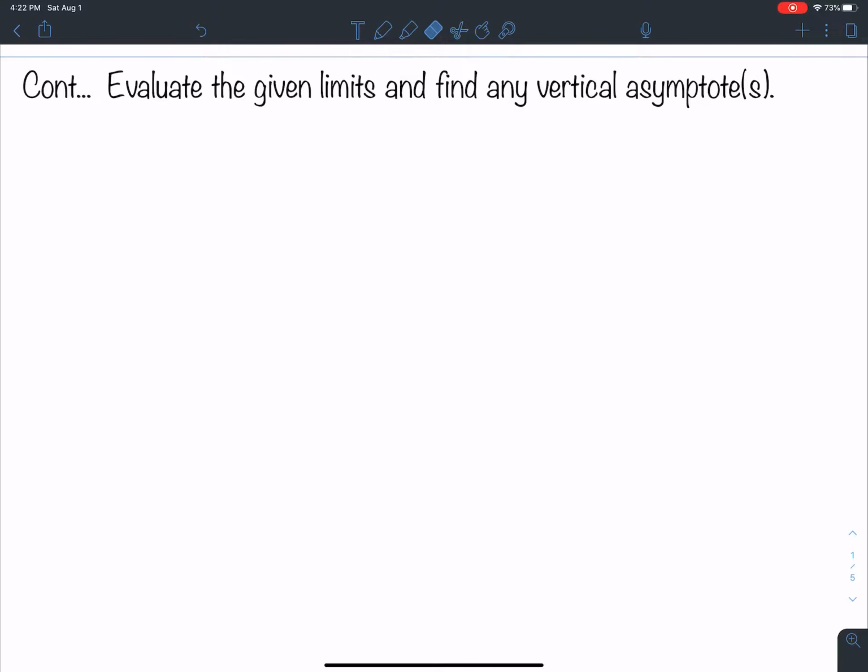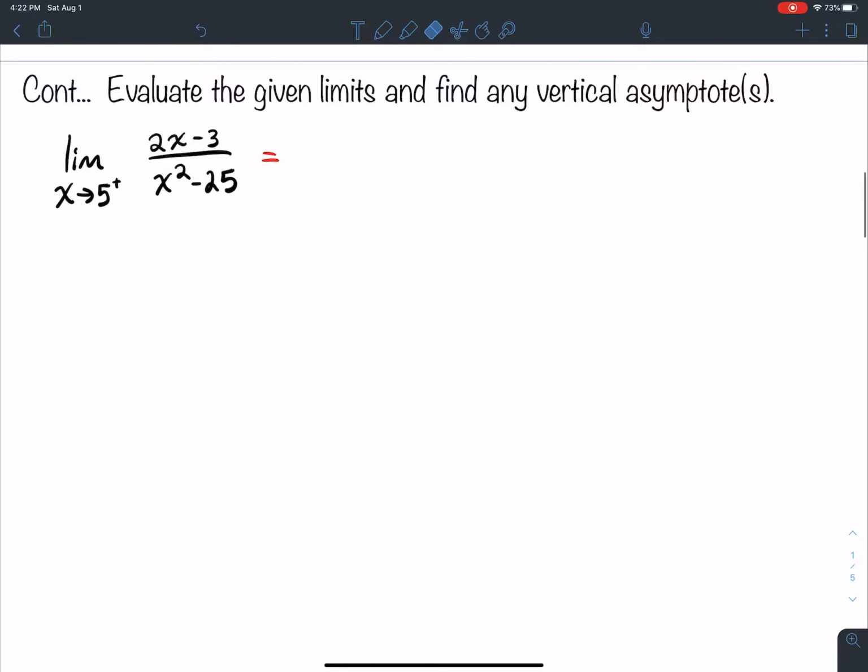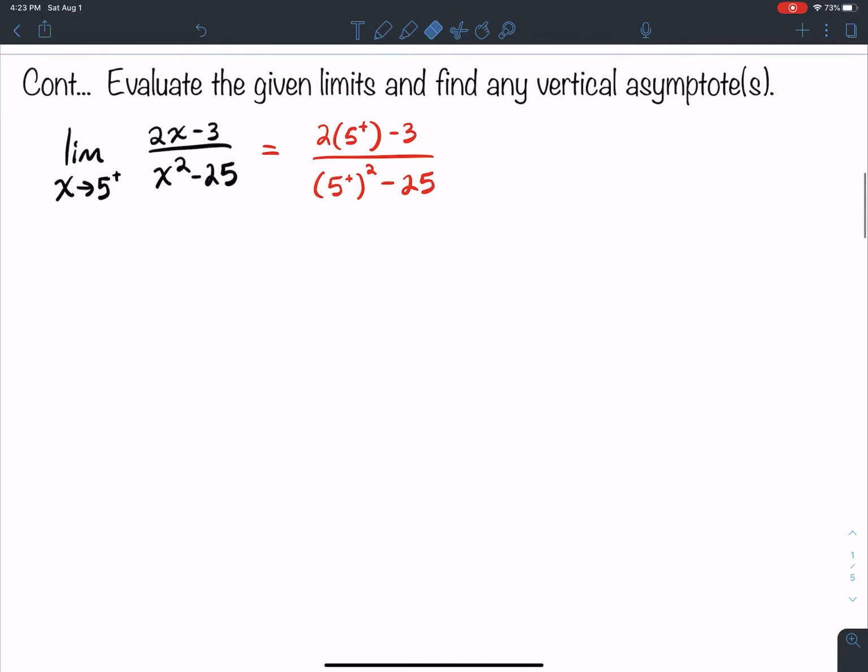So here we're going to continue to evaluate the given limits and find any vertical asymptotes. So the first limit we're going to do is the limit as x goes to 5 from the right of this rational function, 2x minus 3 divided by x squared minus 25. So first thing I'm going to do is just try to plug it in and see what happens. So 5 from the right, so I put that positive 5 in there.